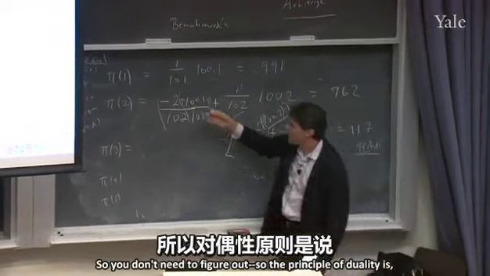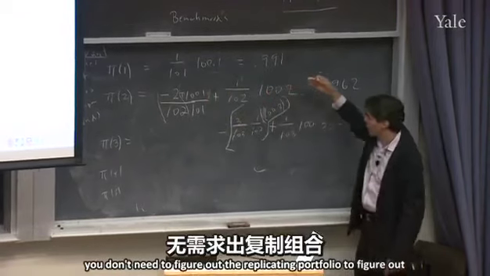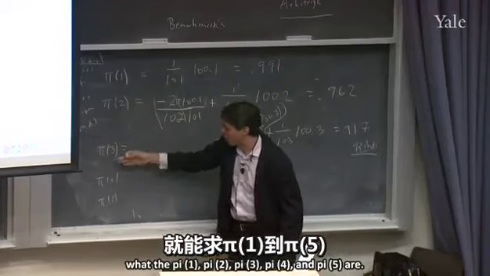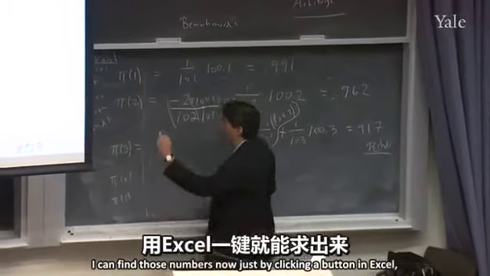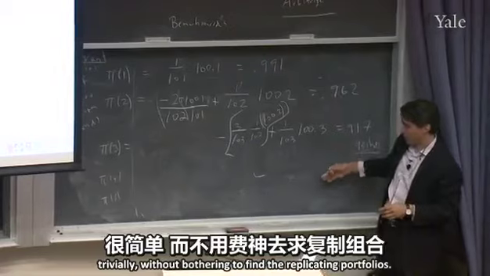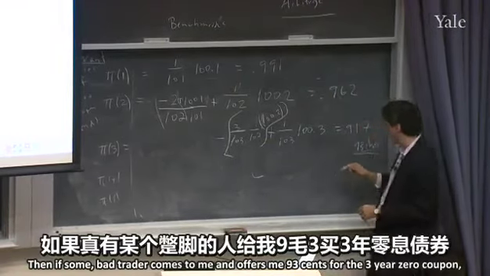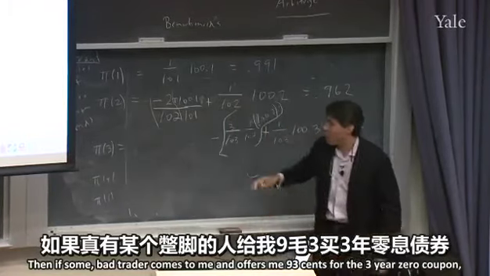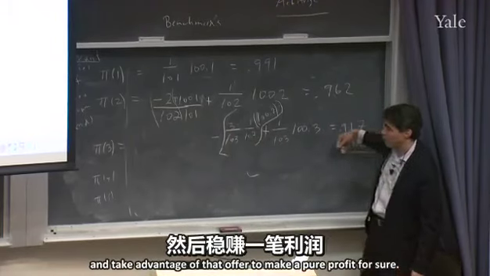So the principle of duality is you don't need to figure out the replicating portfolio to figure out what pi 1, pi 2, pi 3, pi 4, and pi 5 are. I can find those numbers now just by clicking a button in Excel, trivially, without bothering to find the replicating portfolios. Then if some bad trader comes to me and offers me 93 cents for the 3-year zero coupon, I'll figure out the replicating portfolio and take advantage of that offer to make a pure profit for sure.